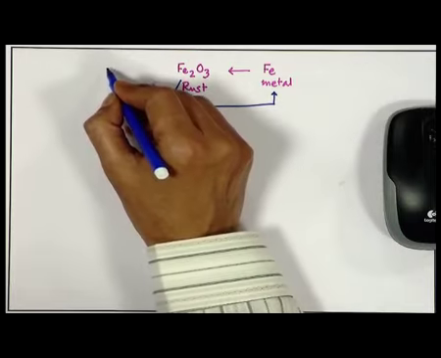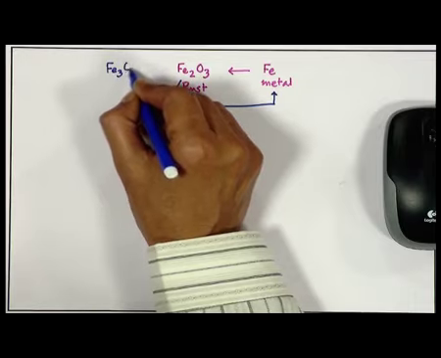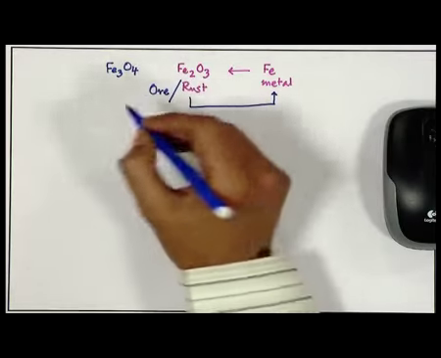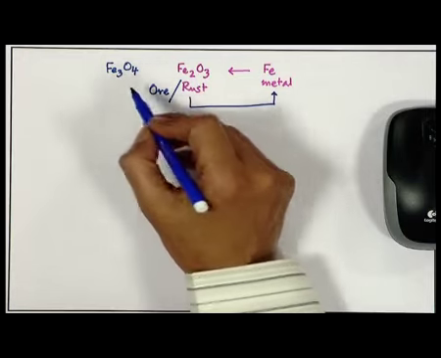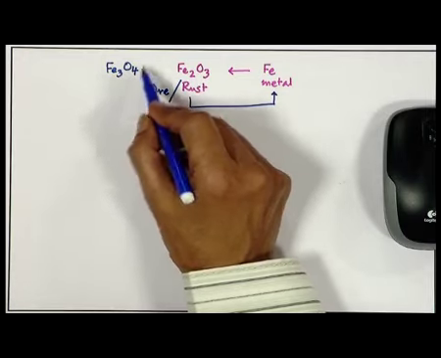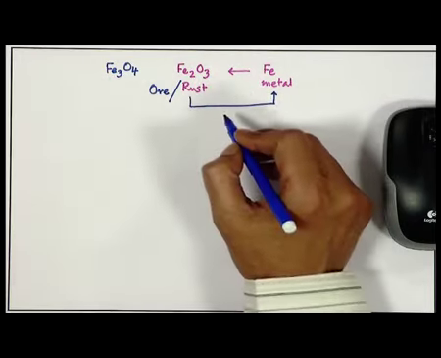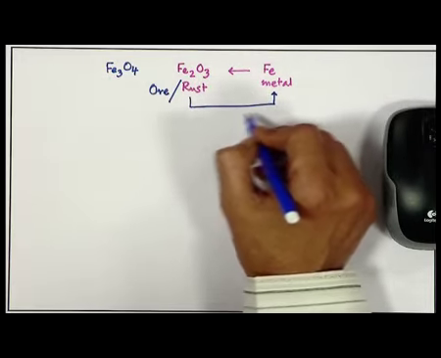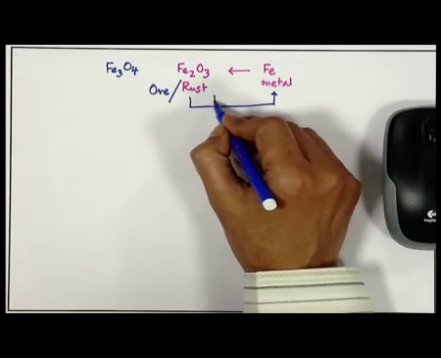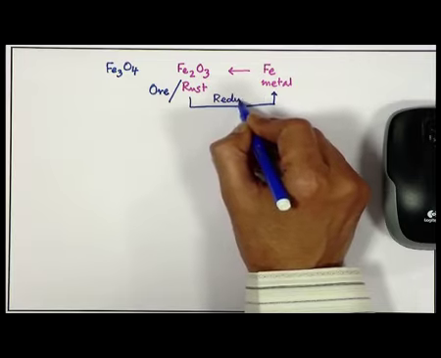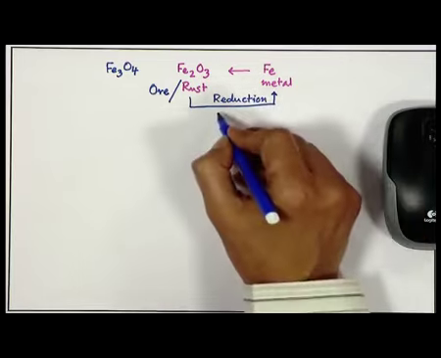So, one ore is Fe2O3, another can be Fe3O4, that means hematite and magnetite. These oxides are there, or the hydrated hydroxides, and sometimes carbonates are also attached. How do you go from this, that means the reduction reaction? So, this is the reduction.